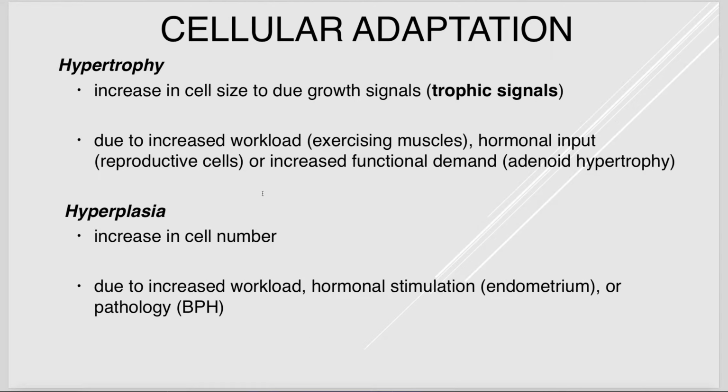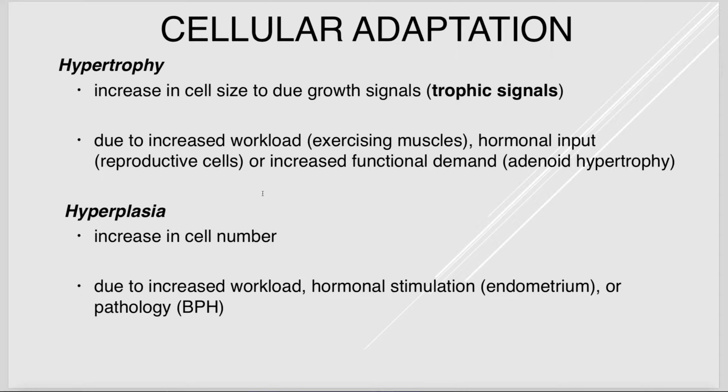Hypertrophy, this is the opposite. So you have an increase in cell size due to signals, growth signals, and these are called trophic signals. And there's a number of these in the body. Things like different hormones, like testosterone, insulin, these are trophic signals. Can be due to increased workload, so like exercising your muscles causes hypertrophy. The muscle cells get bigger.